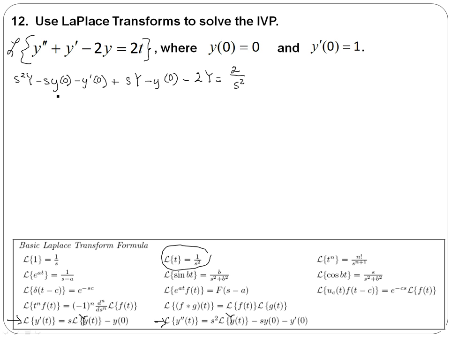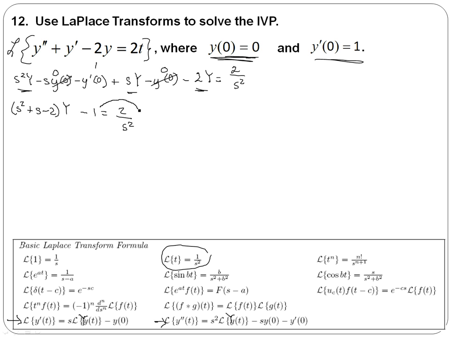Okay, we want to fill in our initial values. Y of 0 is 0, so this becomes 0. This one becomes 0, and y prime of 0 is 1, so this one becomes a 1. And you want to combine all of your Y terms. So I'm going to combine my Y terms to get s squared plus s minus 2 times Y, and then I have a minus 1, is equal to 2 over s squared.